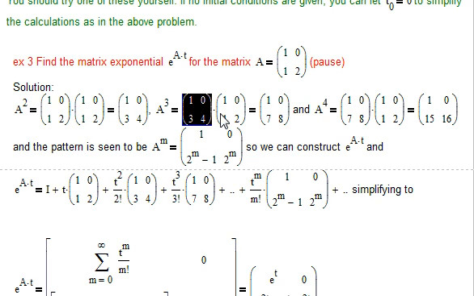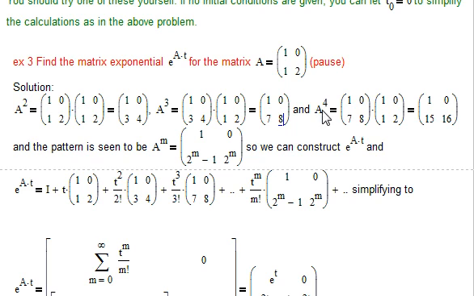Well, A cubed would be A squared times A. So 1 times 1 plus 0 times 1, that's 1. 1 times 0 plus 0 times 2, and that's 0. 3 times 1 plus 4 times 1, and that's 7. 3 times 0 plus 4 times 2, and that's 8.